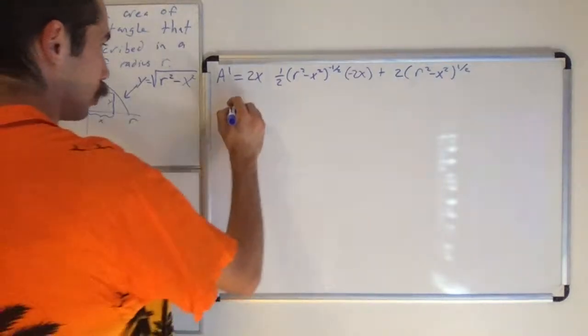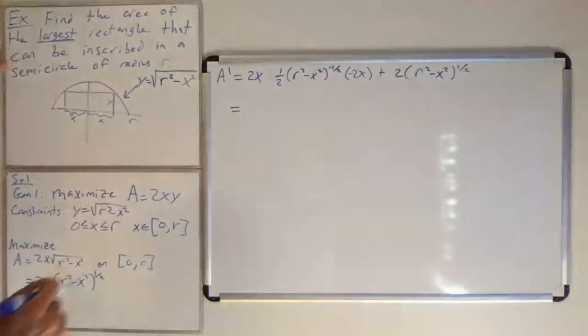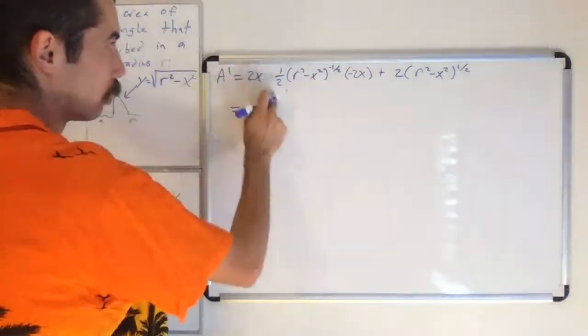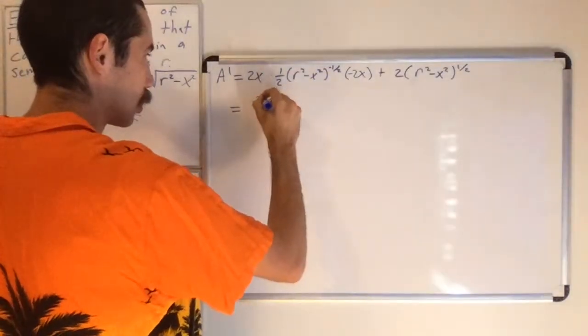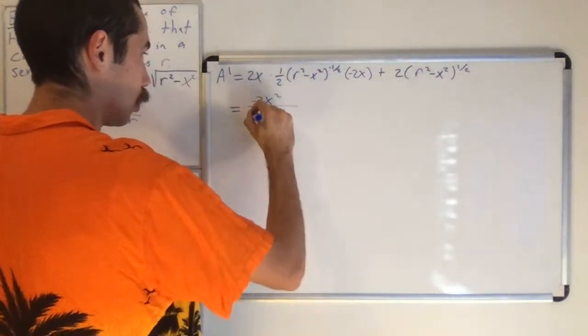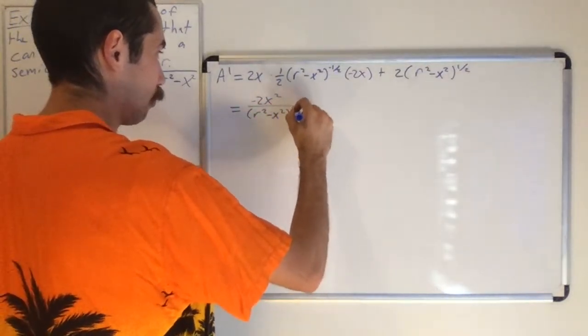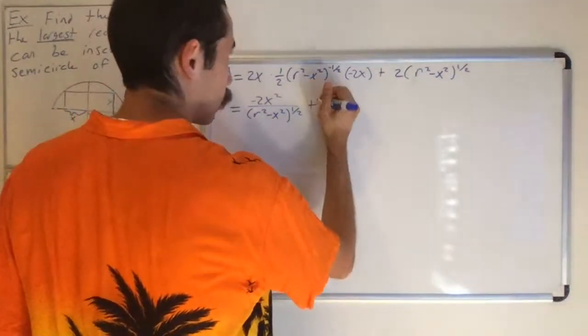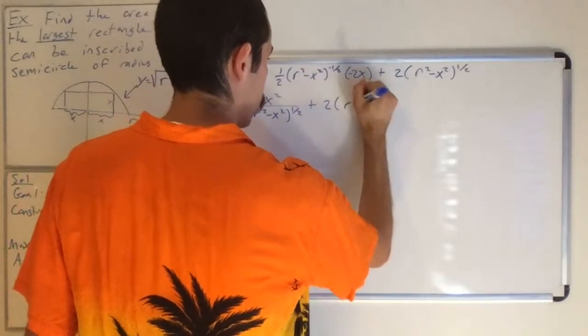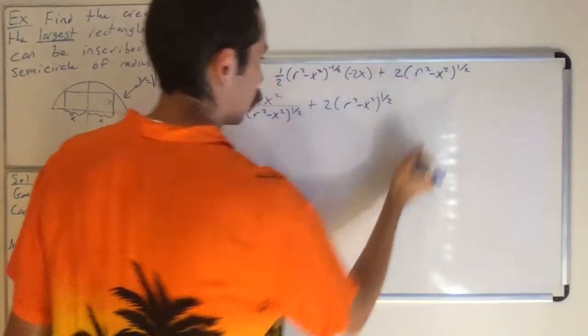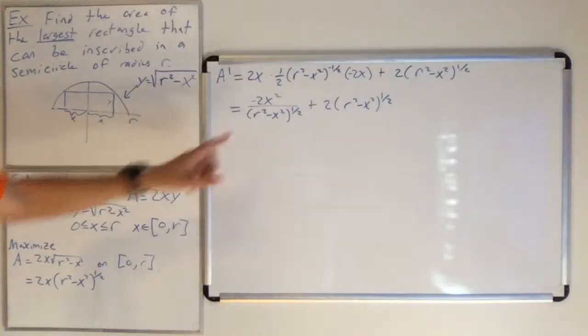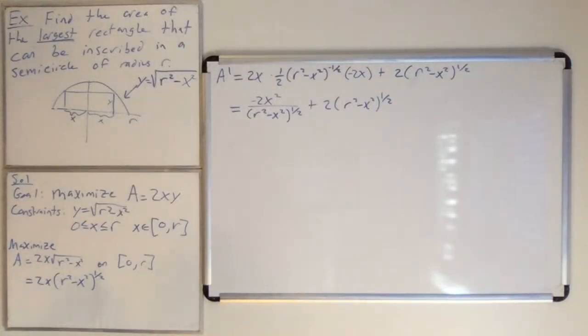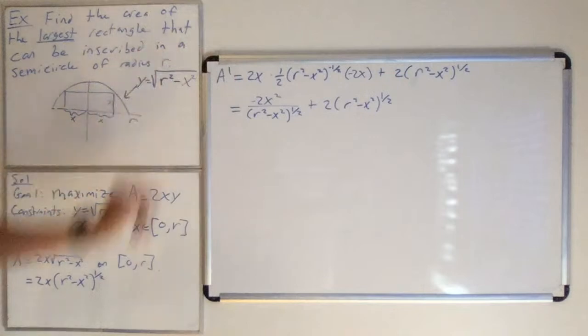Okay, and now let's see what this simplifies to. The 2 and the 1/2 cancel. We're left with negative 2x squared over r squared minus x squared to the 1/2, plus 2 times r squared minus x squared to the 1/2. How do we simplify this? Or do we have any questions about the derivative that I took?